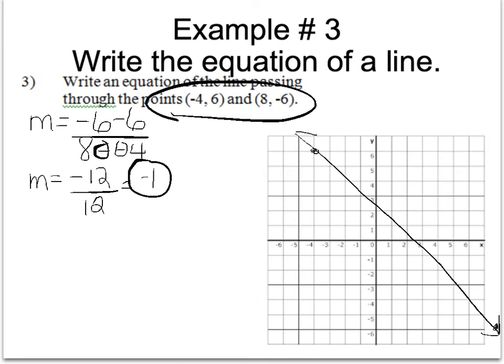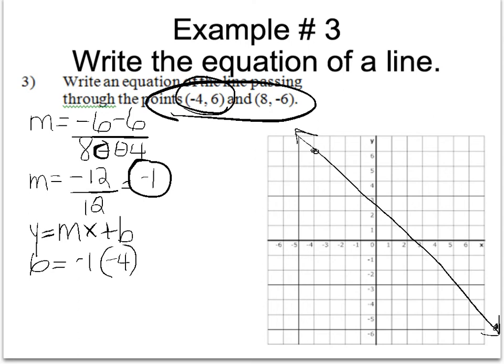And so my line looks like that, or something similar to it, since I don't have a straight edge on this app. And starting to find, where is that line crossing the y-axis? Which point do we want to use here? Let's use this first one. So the y-coordinate is 6. The slope was -1. The x is -4.